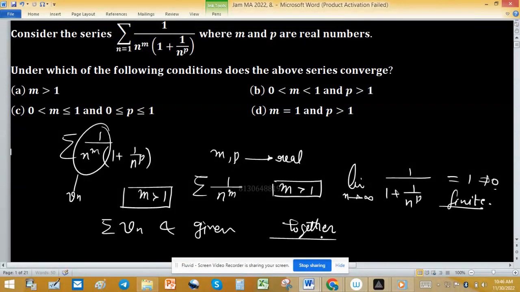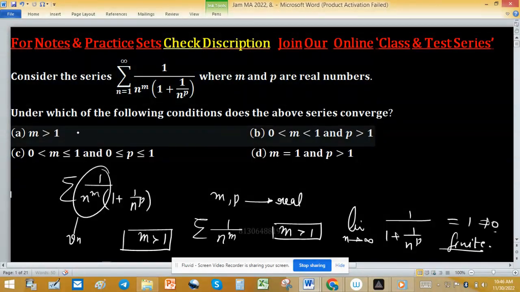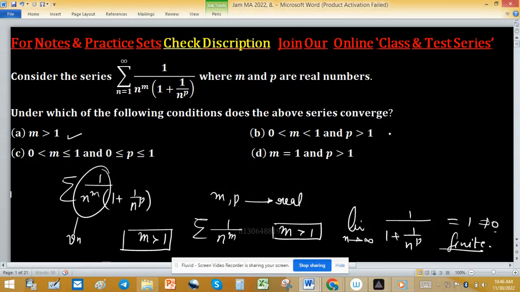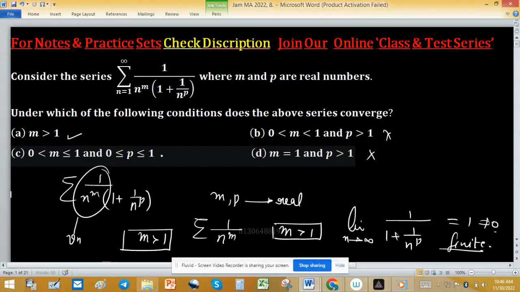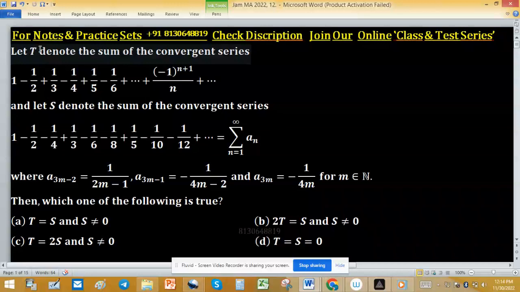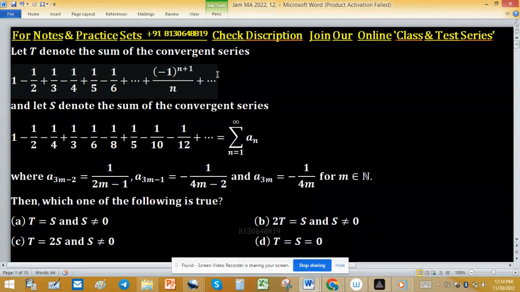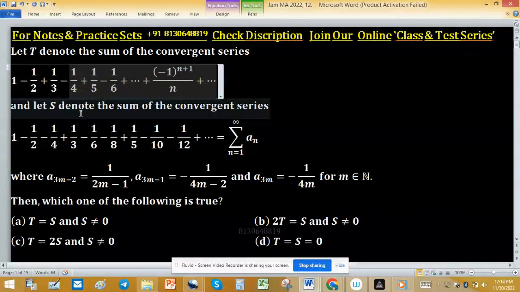They behave alike. That's why, as Vn is converging, this series is also converging for m greater than 1. That option is correct, and in the other options, as you can observe, m is not right for the p-series test. That's why B, C, and D are all wrong.